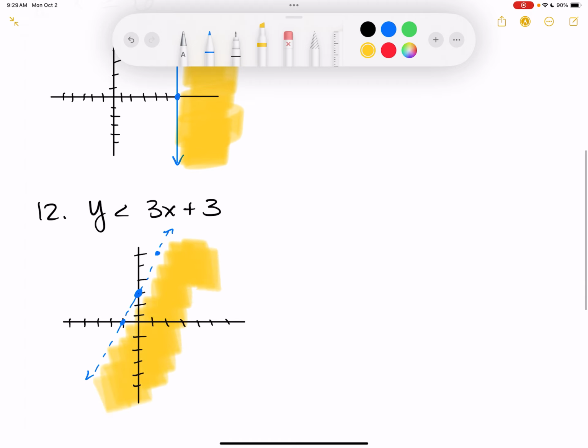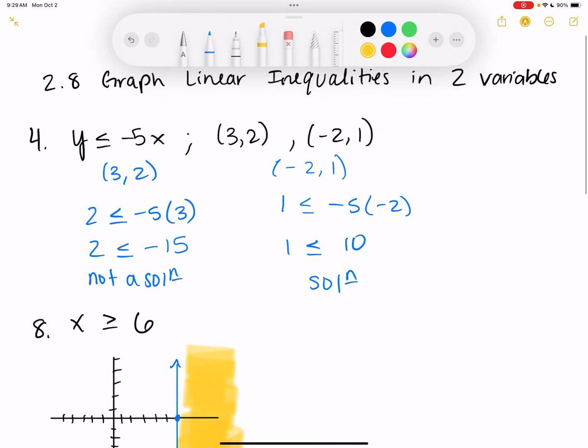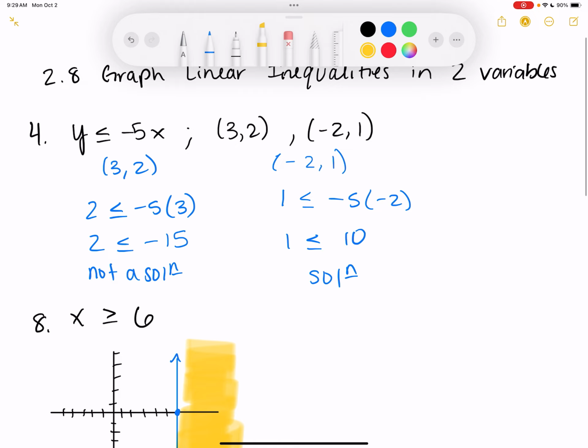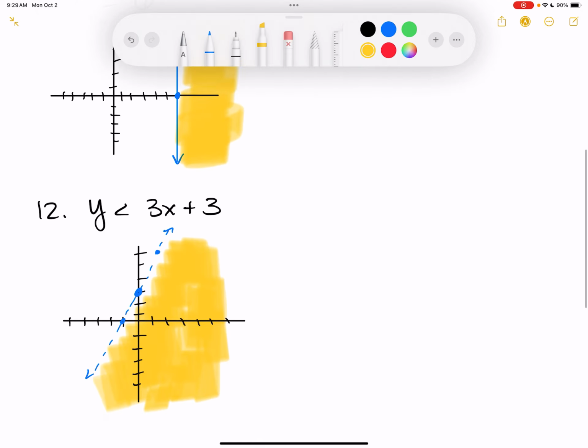And if you're ever not sure, you can do like what we did up here and pick a point on the top or a point on the bottom and plug it in and see if it works. So we can plug in 0, 0. So 0 is less than 0 plus 3. So 0 is less than 3. So I know that that area works. Okay, so you could just pick a point below and a point above if you're unsure, and it will tell you right away which way you're supposed to shade.